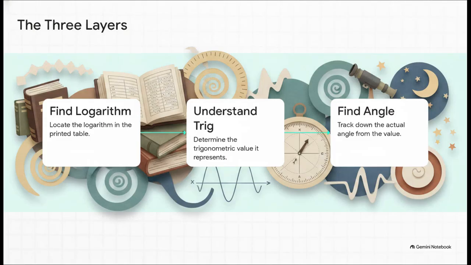Because these old tables were printed as logarithms to make those massive calculations a bit easier to handle, you kind of had to think in 3 distinct layers. First, you have to find the logarithm itself. That's layer 1. Layer 2 requires you to figure out what trigonometric value that logarithm actually represents. And finally, layer 3 is where you track down the actual angle. It's literally a 3-step puzzle just to get one single number.